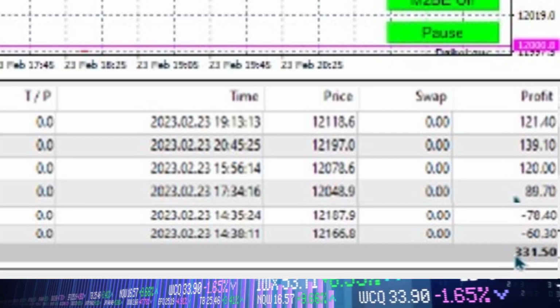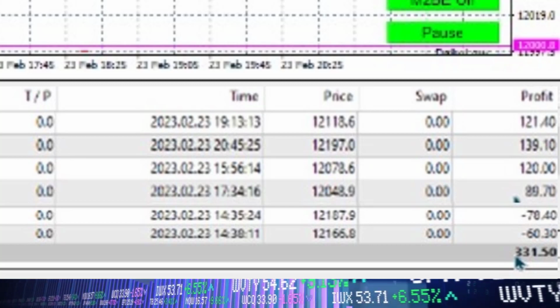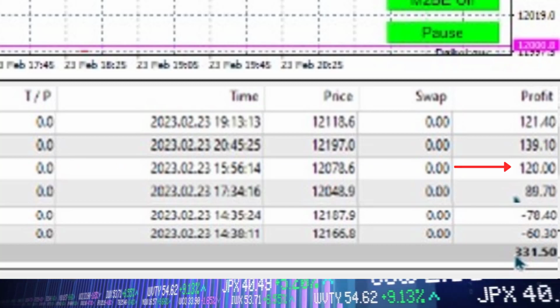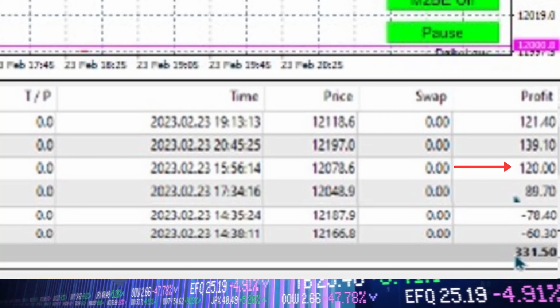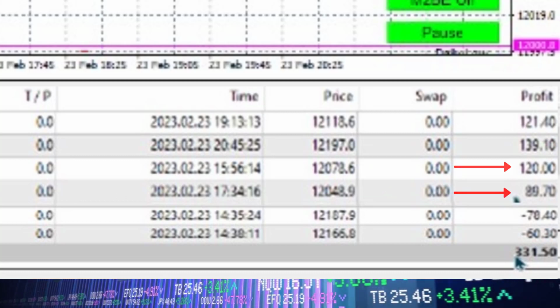Our next trade, we hit our 60-point take profit target and made $120. Then the trade came out of the Go Zone, and the ATB closed out the remainder of our trade for another $89.70.